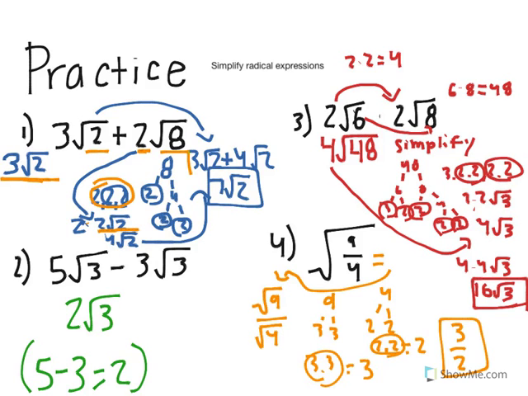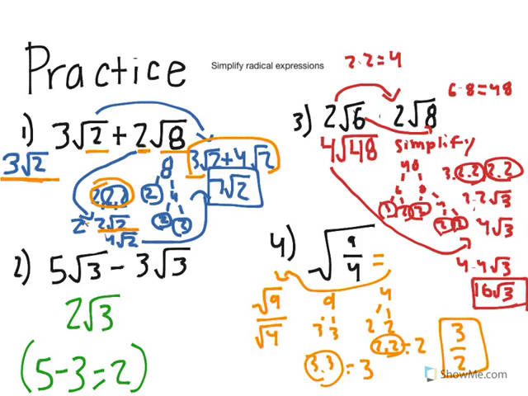So now I rewrote both of my terms, 3 to the square root of 2, and my new simplified 4 to the square root of 2, and they have the same radicand. Woohoo! So I just multiply them together, and I get 7 to the square root of 2. And not multiply, add them together. 3 plus 4 is 7, so I get 7 to the square root of 2.